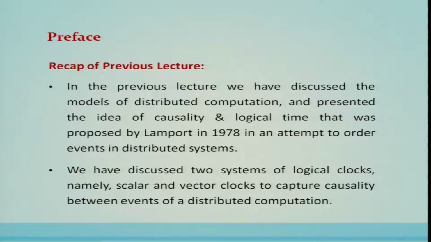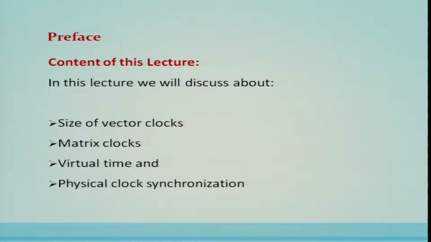In the previous lecture we discussed the models of distributed computation and presented the idea of causality and logical time that was proposed by Lamport in 1978 in an attempt to order the events in a distributed system. We discussed two systems of logical clock, namely scalar and vector clocks, to capture causality between events in a distributed system. Content of this lecture. In this lecture we will discuss the size of vector clocks, matrix clock, virtual time and physical clock synchronization.